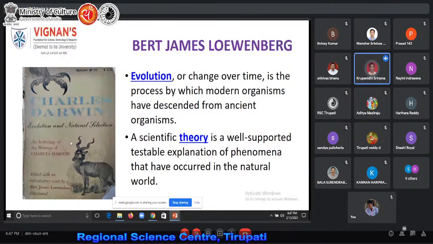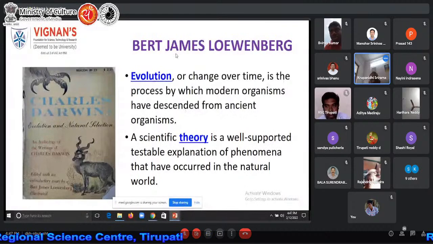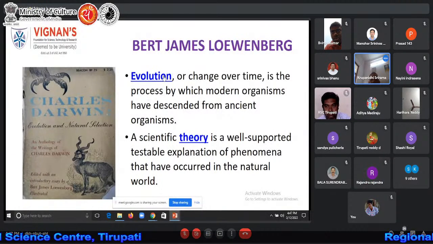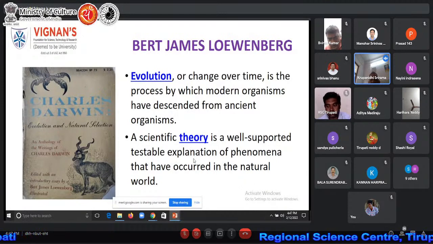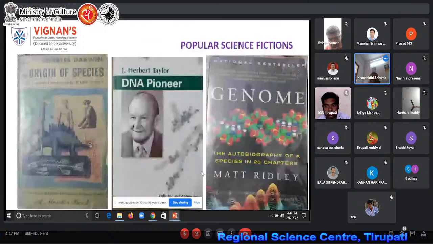Evolution, or change over time, is the process by which modern organisms have descended from ancient organisms. This is the concept that made Charles Darwin face a challenge during his times. Now everyone can freely speak on this concept of evolution. No one will question you. A scientific theory is a well-supported, testable explanation of phenomena that occur in nature.